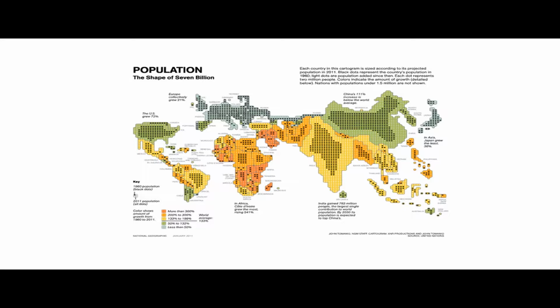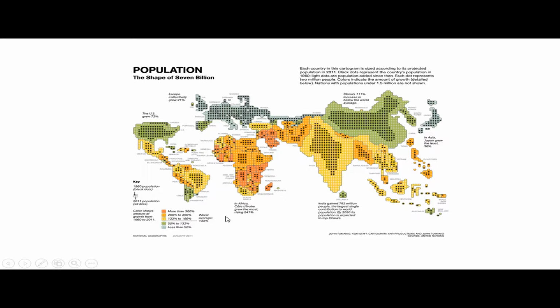This is called a cartogram, and it shows the countries of the world where the political borders are the same, but the size of the country is proportional to population. You see each country in this cartogram is sized according to its projected population in the year 2011. Black dots represent the country's population in 1960. Light dots are population added since then. Each dot represents 2 million people. Colors indicate the amount of growth detailed in the legend that I'm going to read now. Nations with population under 1.5 million are not shown.